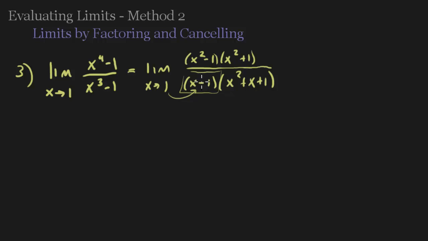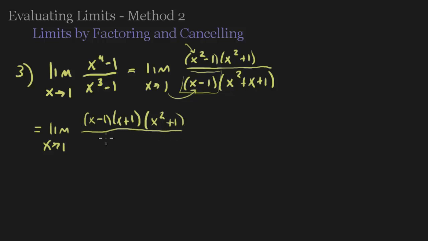So my hope is that I'm going to get an x minus 1 from the top. I don't have one yet, but notice that if I plug in 1 here, I'm going to get 1 squared minus 1, that's 0. But it's also a difference of squares. This can actually factor again. So x squared minus 1 will factor to x minus 1 and x plus 1. And then you get x squared plus 1, which does not factor, over, and then again our x minus 1, x squared plus x plus 1.